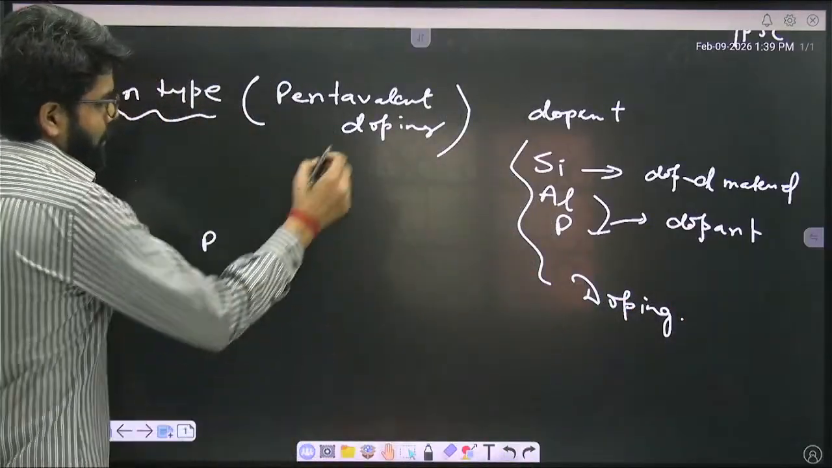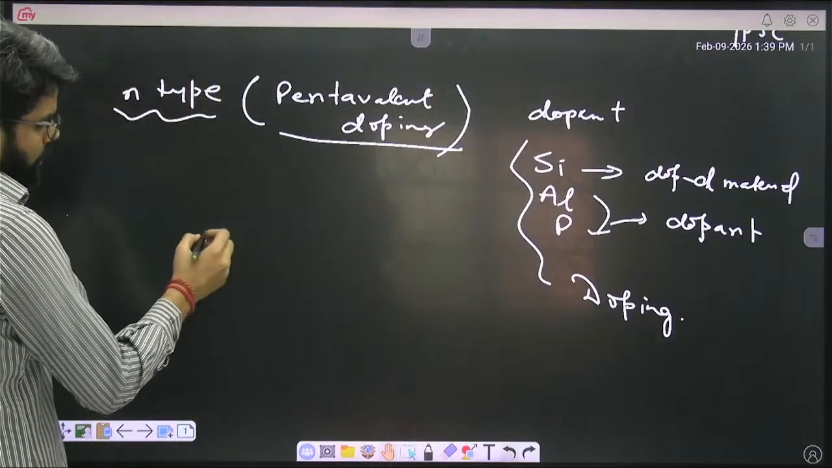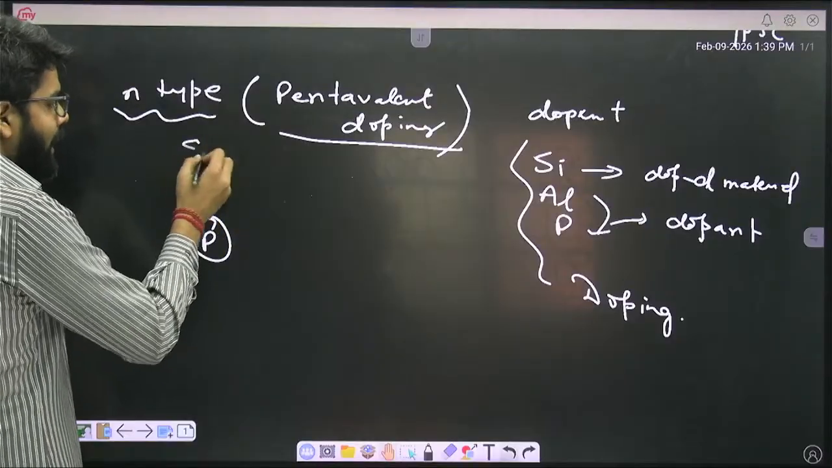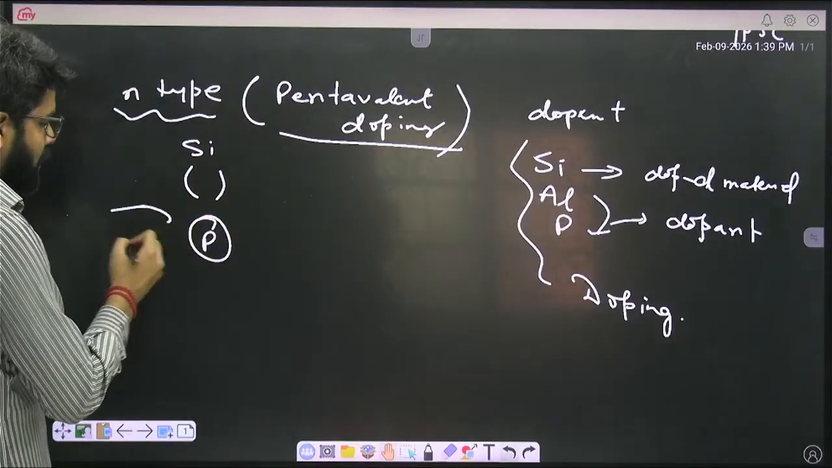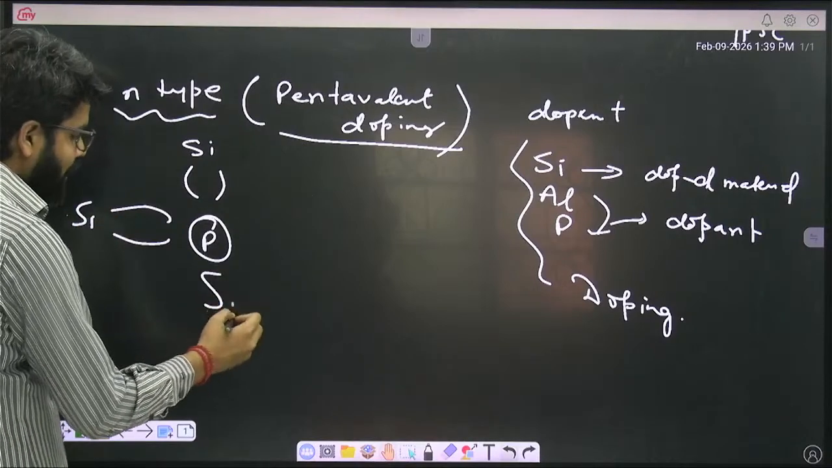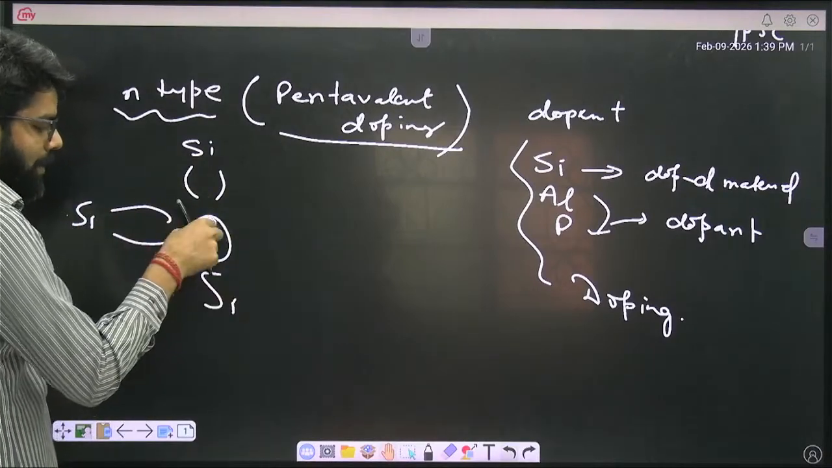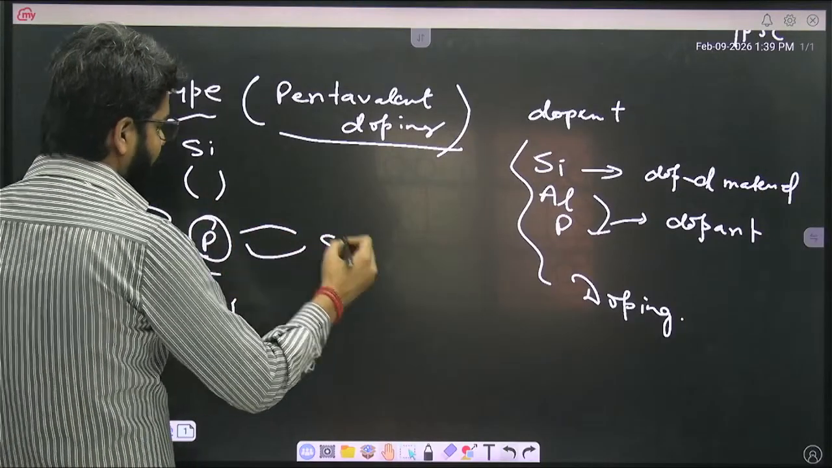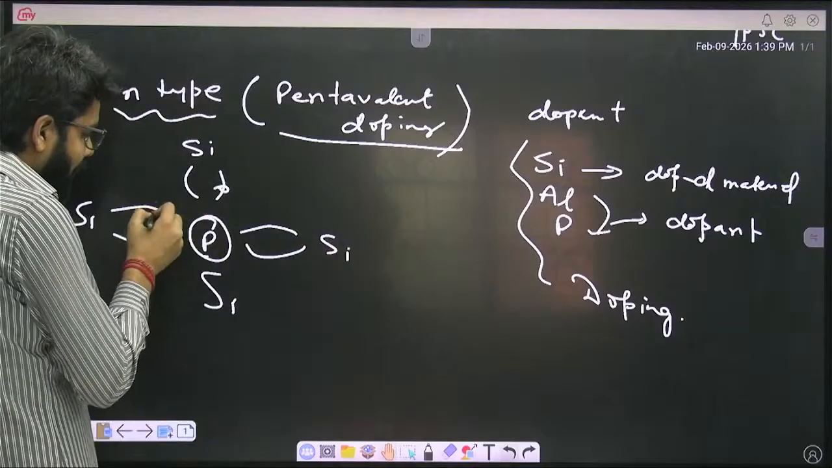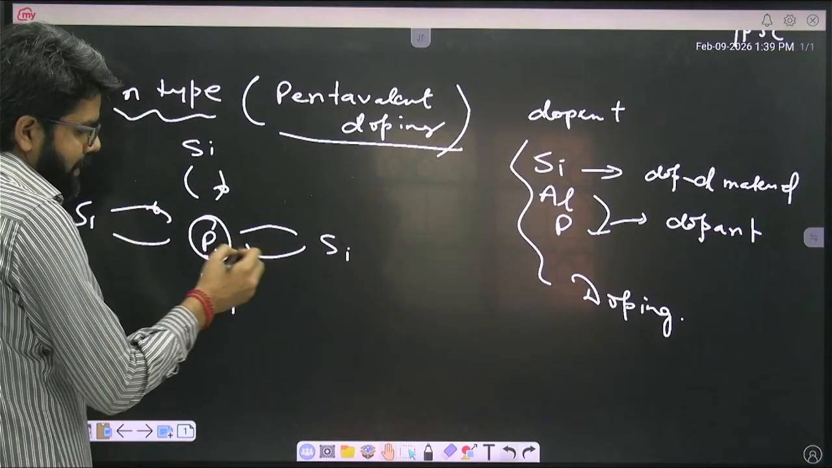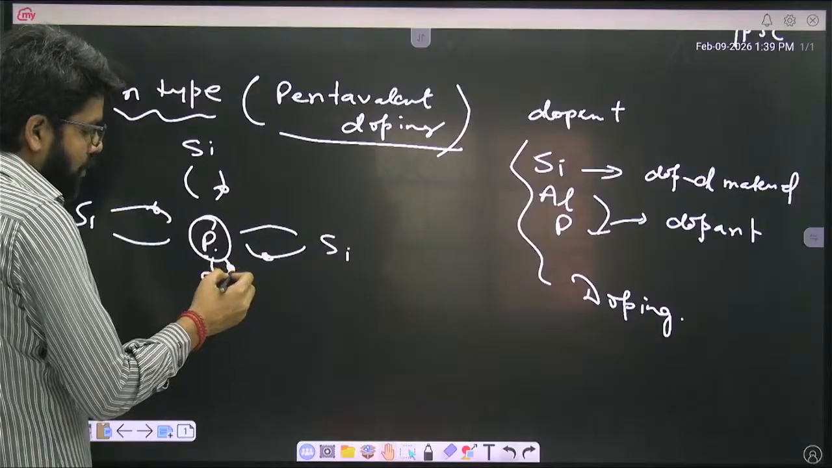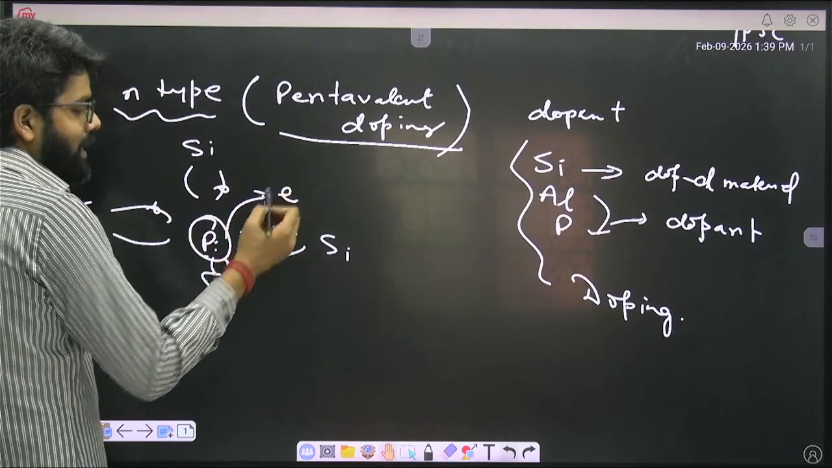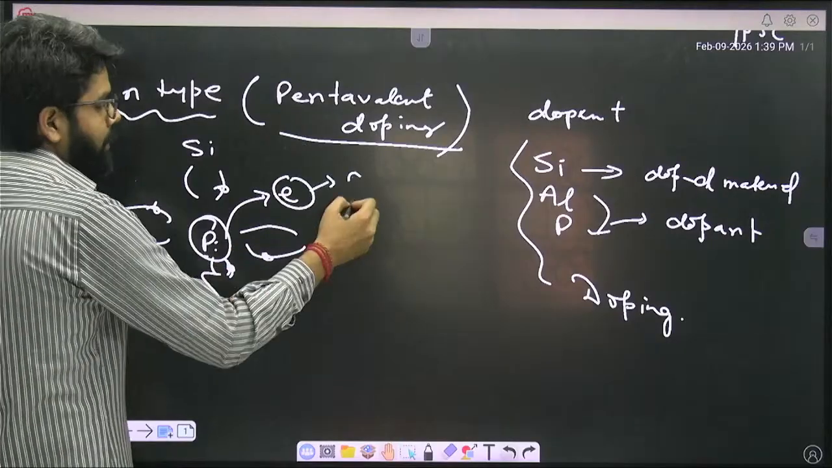So for n-type we do pentavalent doping. Suppose we embed phosphorus, and it makes covalent bonds with silicon. One silicon atom is ejected, and phosphorus takes its place. Phosphorus has valency 5, so it makes 4 covalent bonds. That is done, but since it has 5 valency, 1 electron is extra and remains free.